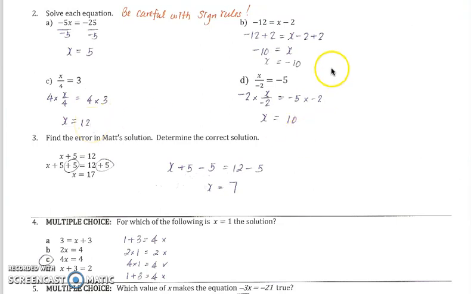Question D. X divided by negative 2 is equal to negative 5. This is the equation. So once again, because we're dividing by negative 2, to isolate x, we are going to now multiply by negative 2 on both sides of the equation. When I multiply negative 5 by negative 2 on the right side, negative times negative is positive, and then 5 times 2 is 10. This results in x equals 10.